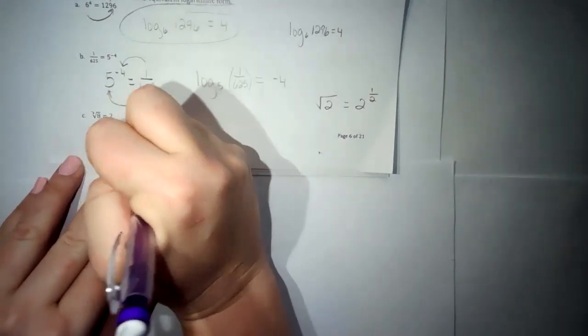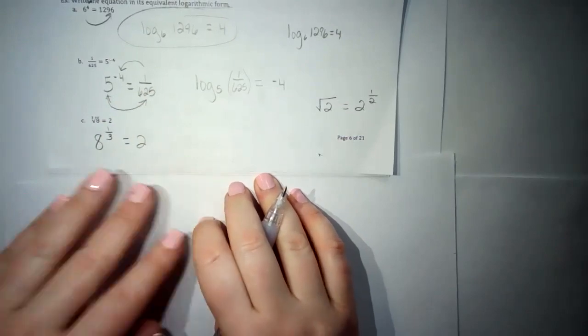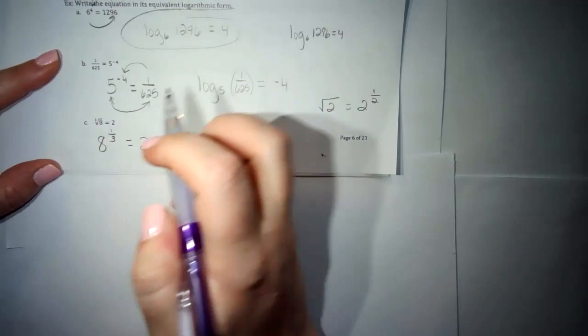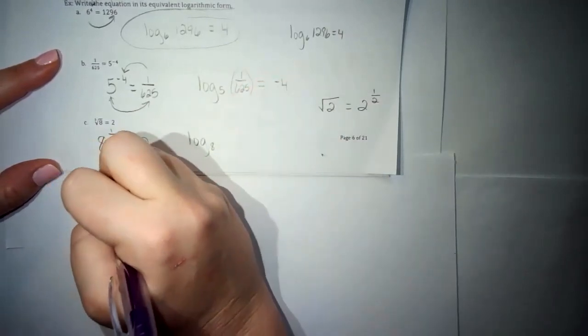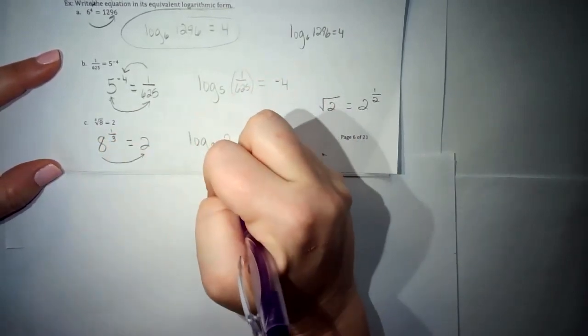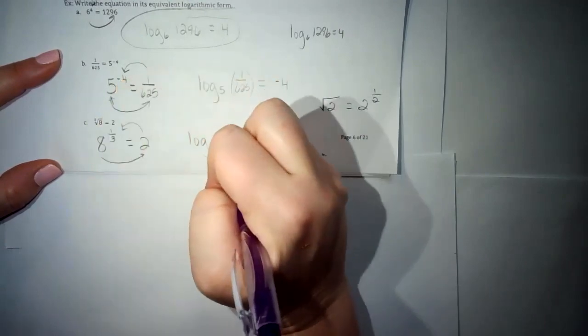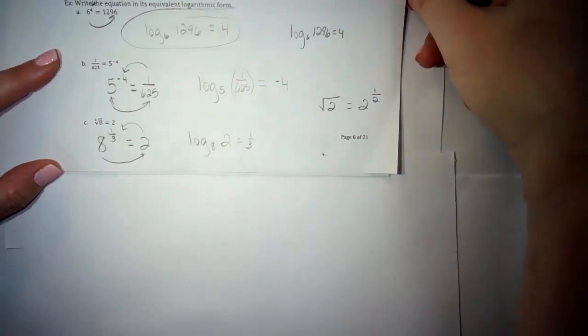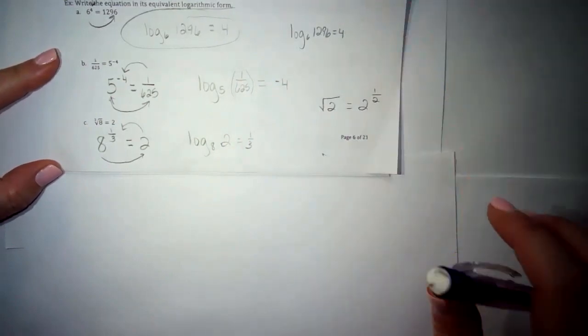Okay, so what we really have in C is this situation. Now we're ready to change it to a log. So we're going to have log of 8. That's our base. Argument 2 equals 1/3. And there we go. Okay, pretty good. We got that flipping back and forth pretty good.